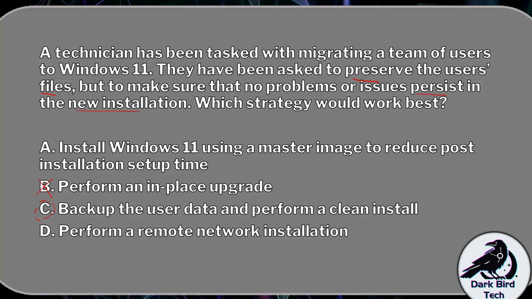It does allow a technician to not have to be present, but it's not going to necessarily keep the files and eliminate the old problems. And that being said, the same would be true for option A, which makes C the better option for us. The backing up preserves the files, and the clean install guarantees no problems from the past come with us into the new version of Windows. So that seems to be the best approach there.